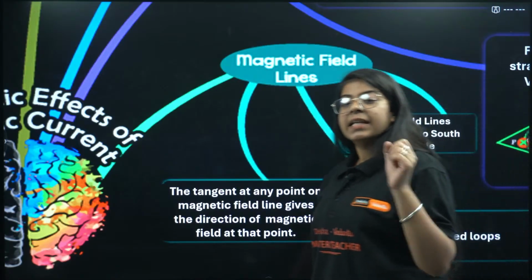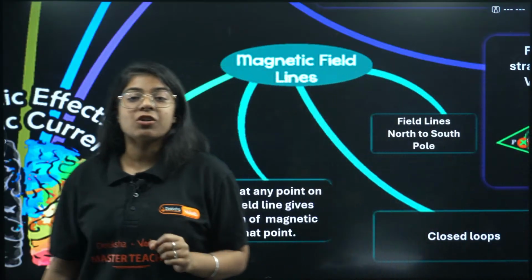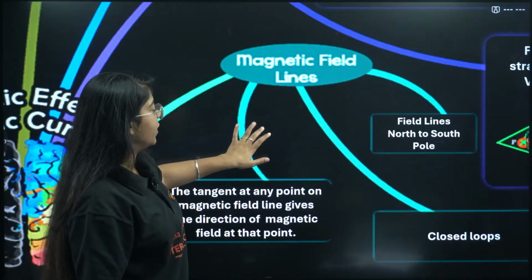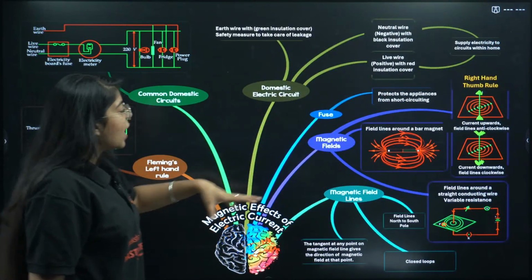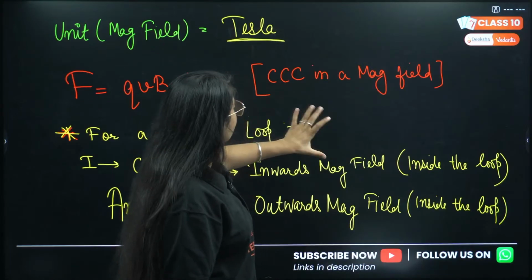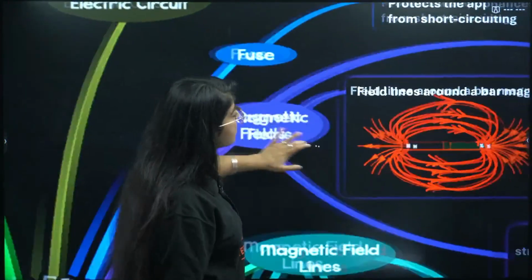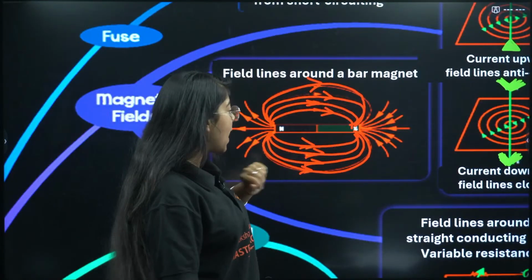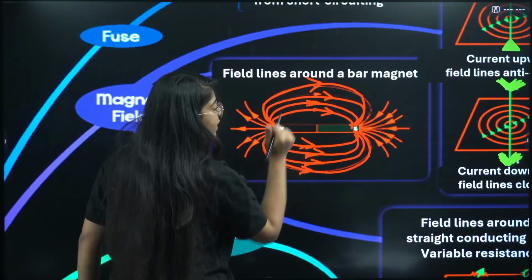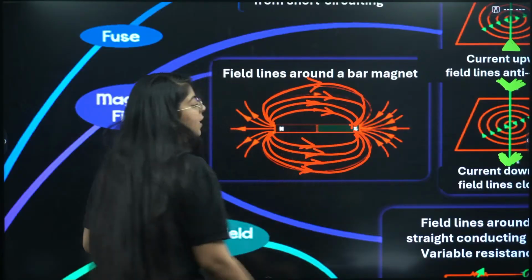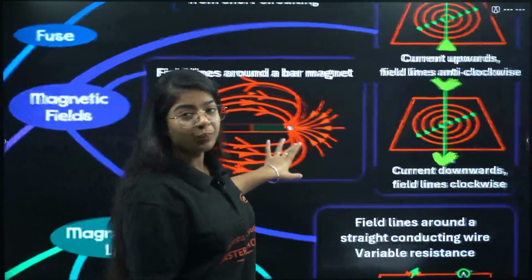Then that tangent will give the direction of magnetic field at that point. This is all about magnetic field lines. Now we have magnetic field lines due to various phenomena, various magnets. This is a bar magnet we have. They travel from north to south outside the magnet, and inside the magnet they will go from south to north.